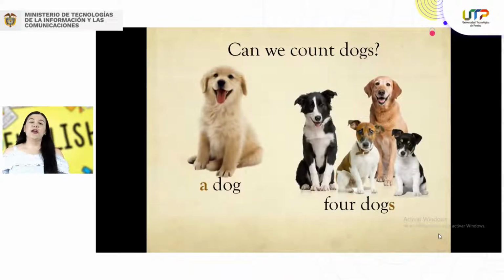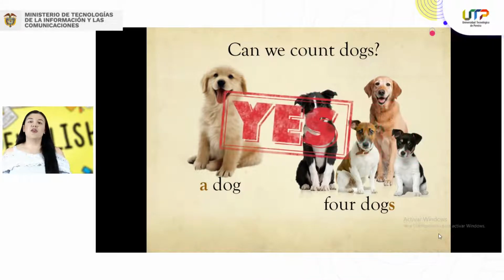Look at this one, animals. Can we count dogs? Dogs, cats, animals in general? Of course, I can say a dog or 4 dogs or 2 or 3 dogs, right? That is possible. So this is countable. Keep that in mind, all right?